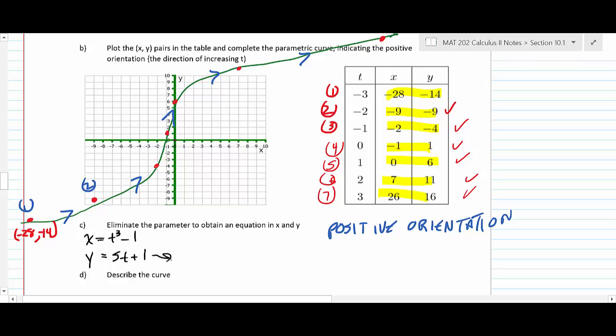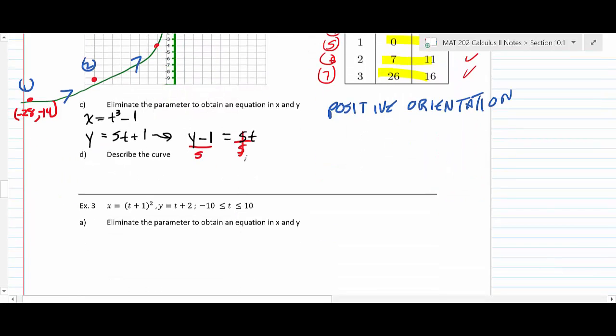You can do this in your head. So you're going to have y minus 1 equals 5t. Then you can divide both sides by 5. So you get t is equal to y minus 1 over 5. Now, what do you do with that t? You plug it into the other equation. So you're just going to plug that in there. See, your goal is to get an equation with just x and y and not a t. That's why we call it eliminating the parameter.